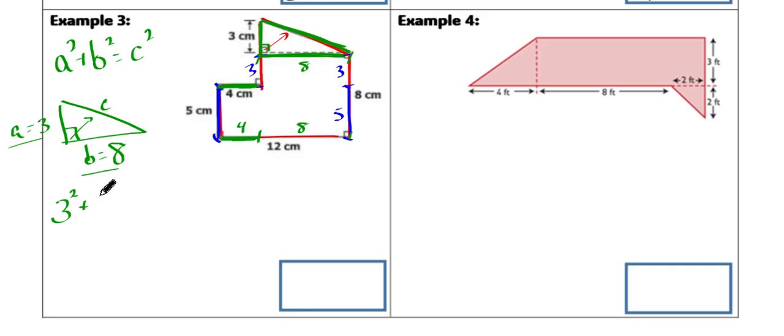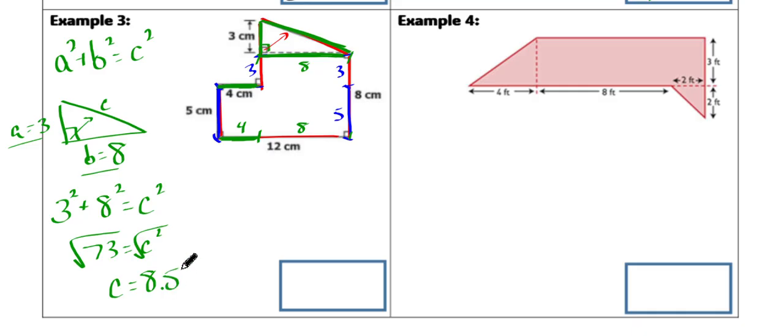We're going to do 3 squared plus 8 squared equals C squared. That's 9. That's 64. So that's 73. So C squared is 73. So C is the square root of 73, or 8.54. I'm going to just round that to the hundredths place. So this side is 8.54.